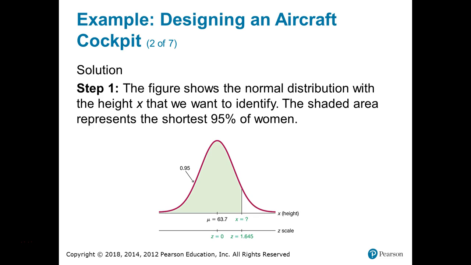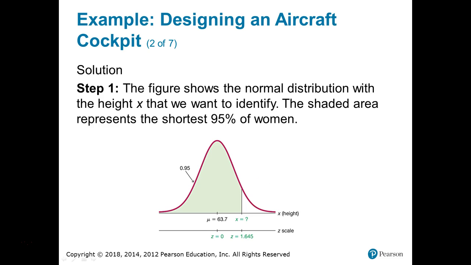So the figure shows the normal distribution with the height of x that we want to identify. The shaded area represents the shortest 95% of women. So that would make this area right here 5% and the green 0.95. So now we're kind of reverse engineering it. You're looking not at a z-score and then figuring out the probability. Now you are starting at a probability, and now you are trying to figure out what the associated z-score is. So when you reverse engineer it, you get a z-score of 1.645.